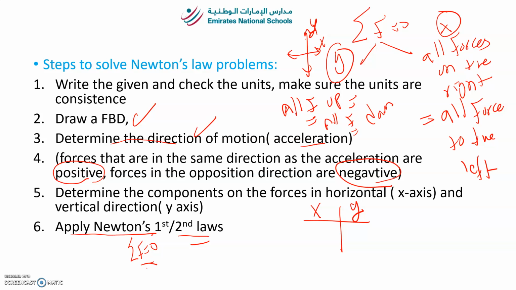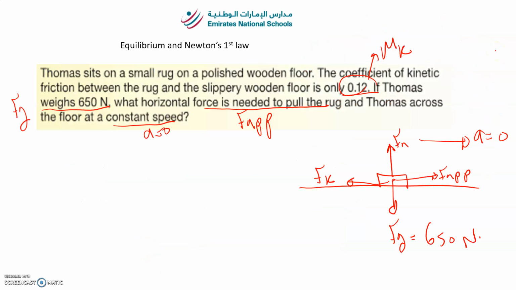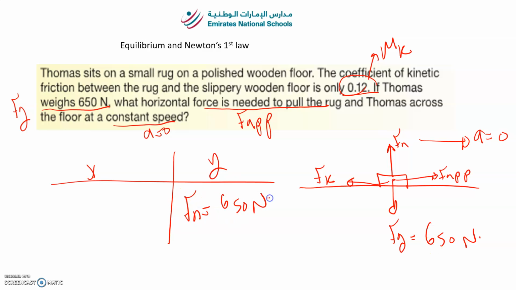I know it's Newton's first law because of constant speed, so I need to apply Newton's first law. Forces in the direction of motion are positive, but I don't need this because it's Newton's first law. All the forces to the right equal the forces to the left. So here I'll make x and y. All the forces up equal the forces down, which is 650 newtons. All the forces to the right, which is the applied force, equal Fk. Fk is mu k times Fn.